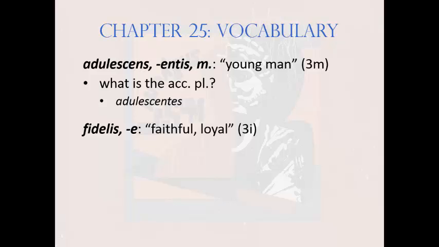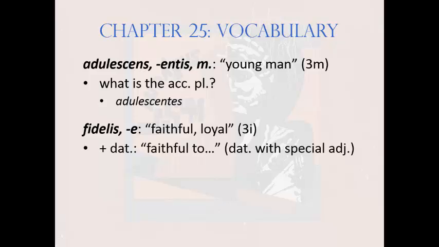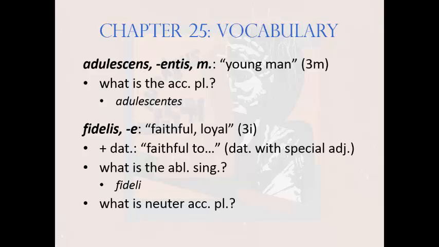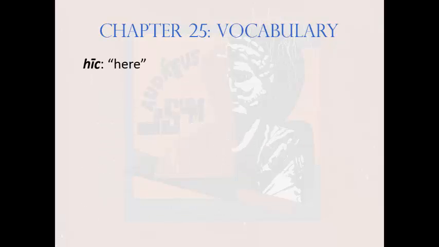Next is an adjective, fidelis, fidele, meaning faithful or loyal. It's third declension, so this one is i stem. Think about what this word expects. You're faithful or loyal to someone, so it takes a dative after it. This is called a dative with special adjective, or you can just say dative with fidelis. What's its ablative singular? Hint, it's i stem. Good, fideli. And its neuter accusative plural? Yeah, fidelia.